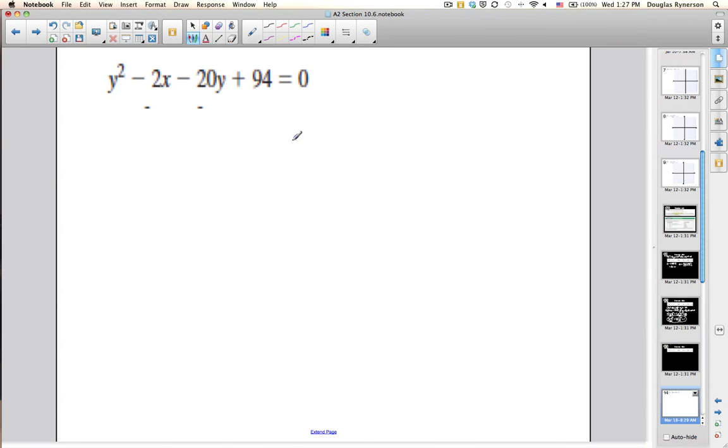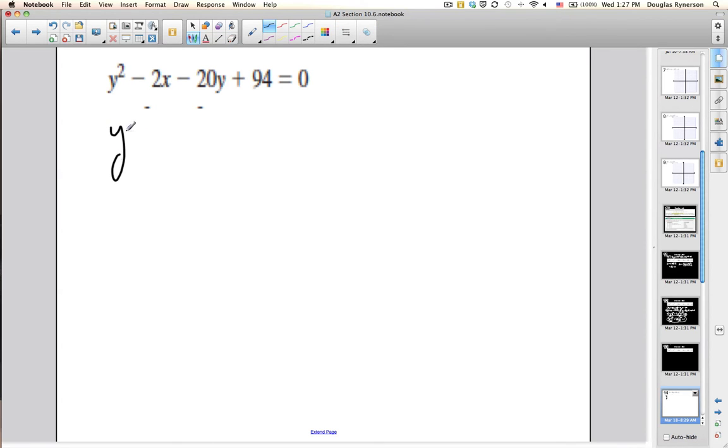So another example, I'm going to start working with this. This time I'm not going to classify it because I believe that if you start working with the equation to put it in standard form, it will become apparent to you what type of conic it is without having to do the b² - 4ac's.